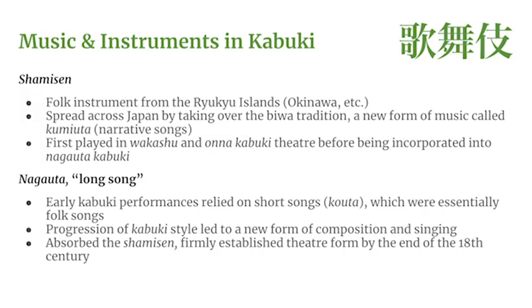Early kabuki performances, the ones at the brothel and even early in the actual theater, relied on short songs called ko-uta, which were essentially folk songs. They might have had slightly more to do with the actual plot of the play, but they were mostly folkish, and they were very song-like and short. The progression of kabuki style led to a new form of composition, and therefore a new style of singing.